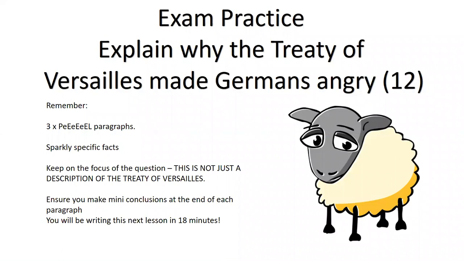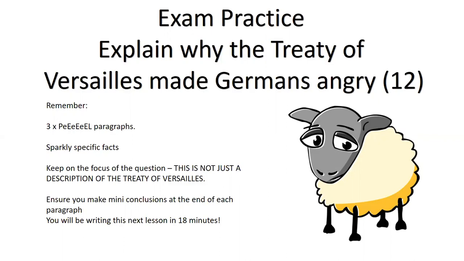So, exam practice. Explain why the Treaty of Versailles made Germans angry. I'd like you to consider this question. 3 paragraphs. Remember, a long paragraph is going to secure those 12 marks. A medium paragraph might. A short paragraph is risky. Don't think that a short paragraph will be enough to get you those 12 marks, just in case you go wrong. Keep a focus on this question. It's not a description of the Treaty of Versailles. It's explaining why it made the Germans angry. And make sure you have a little mini conclusion at the end of each paragraph.